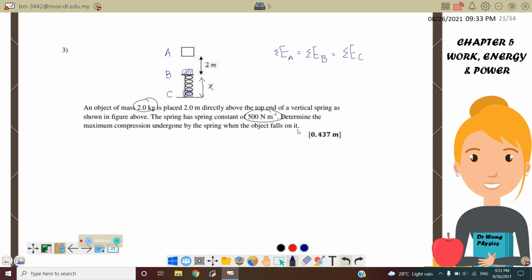So now we want to determine the maximum compression undergone by the spring when the object falls on it. Because we want to find the maximum compression, we want to find the value X when it reaches C. So we can take A compared with C. Actually, it's much easier. So I will take total energy A equals to total energy for C. Of course, B and C also can. But one thing is, with B and C, later your kinetic energy, you don't know what is the value. So it's much easier if we compare A and C.